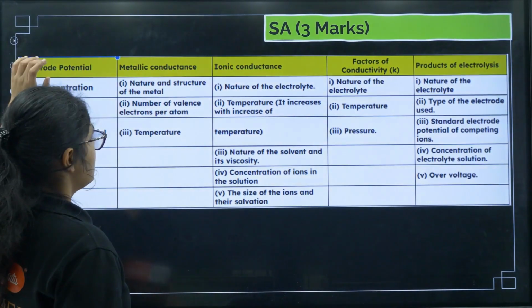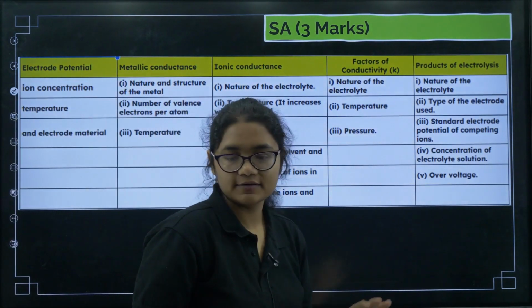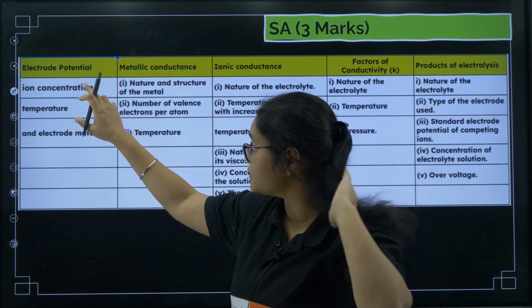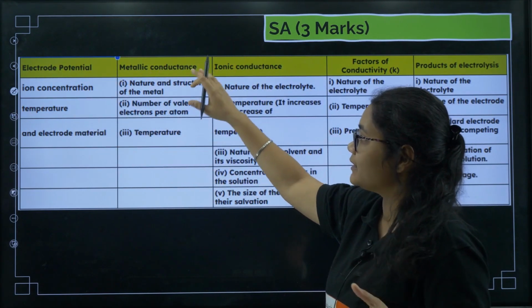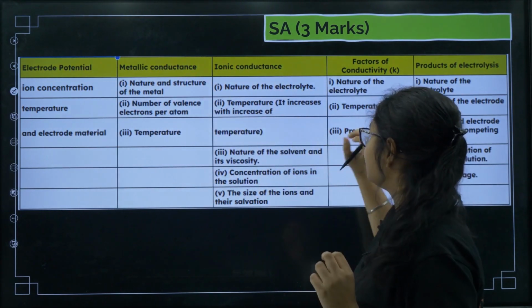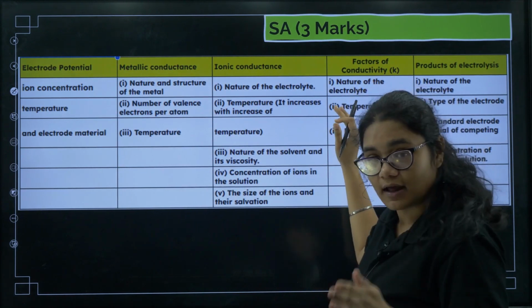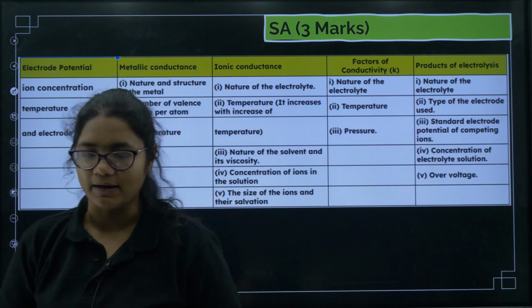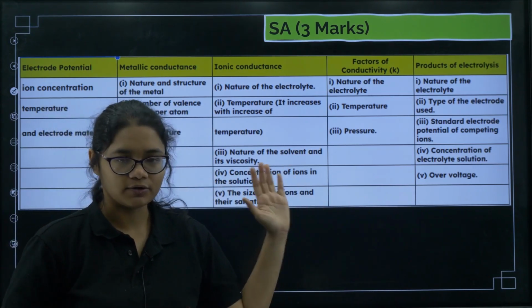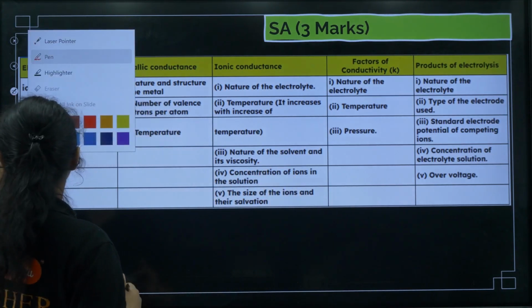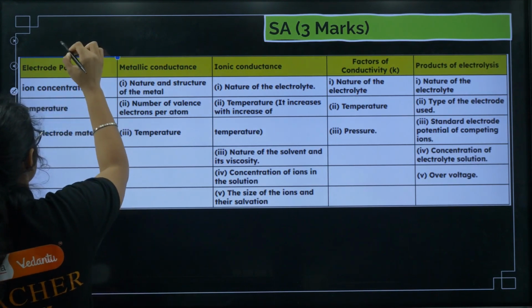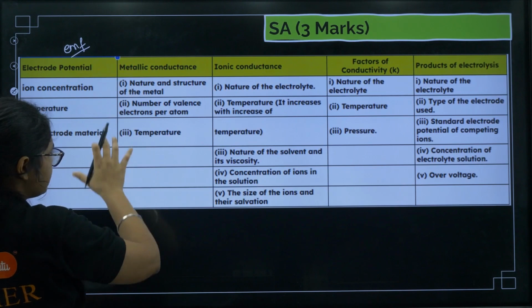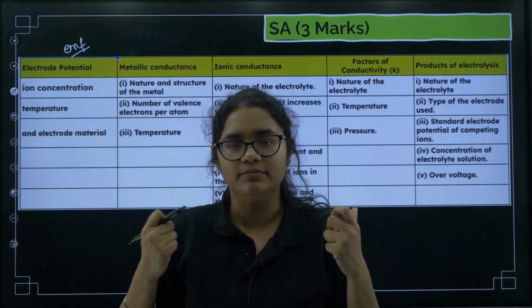Next, this is an important slide. There are different things the question can ask: write down the factors on which the electrode potential depends, the factors on which metallic conductance depends, ionic conductance depends, conductivity depends, and the factors on which the products of electrolysis depend. So I have made a list of all the factors. You can go through them. The first one is the factors on which the electrode potential or the EMF depends. Either of them has the same answer. This you can directly generate from the Nernst equation.